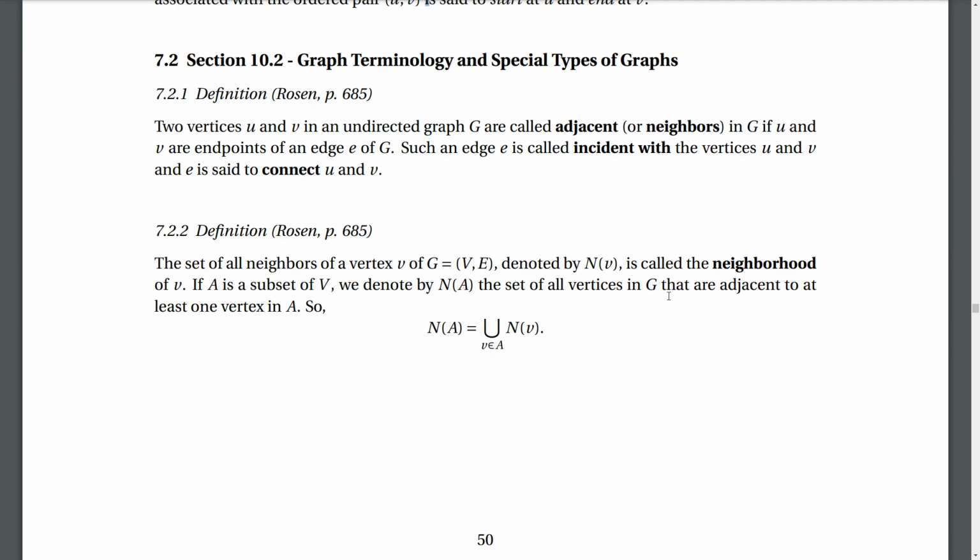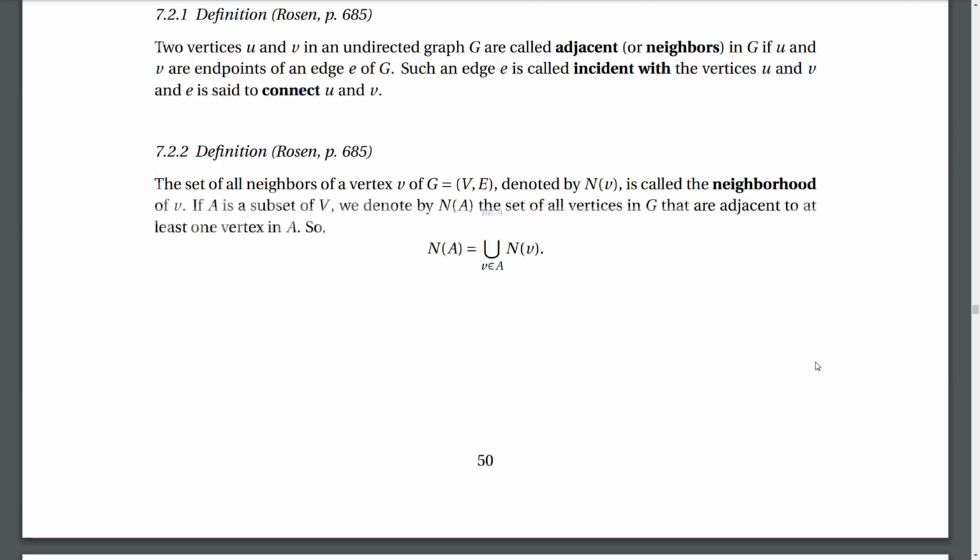Okay, and so this is a definition for the neighborhood of a vertex, and it's everything that is directly connected to that vertex. So in the context of roads and highway systems, the neighboring cities would be the ones that are directly accessible by highway. So it's all of the adjacent cities. Okay.